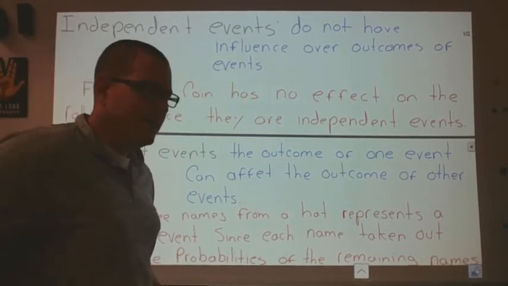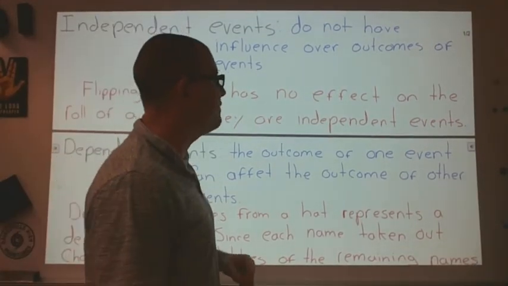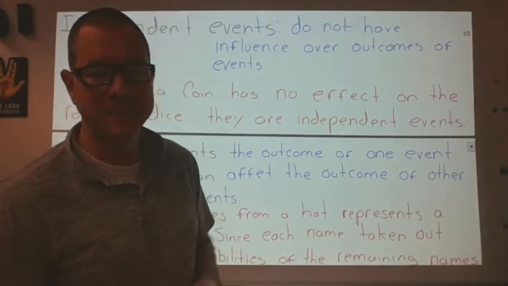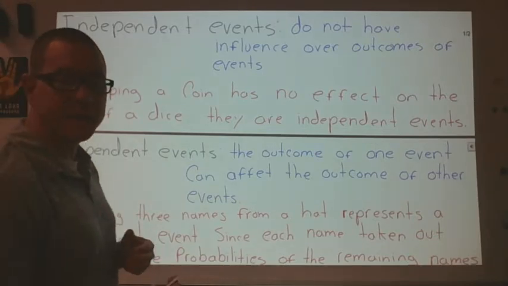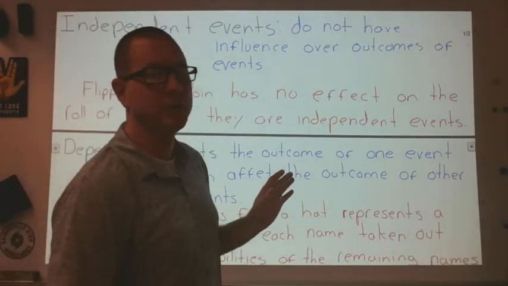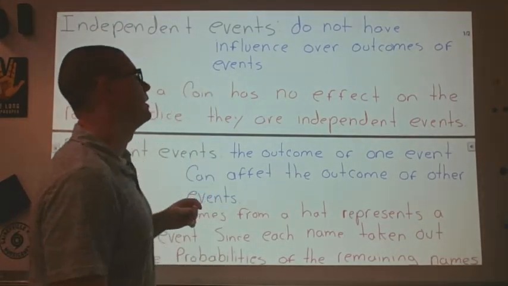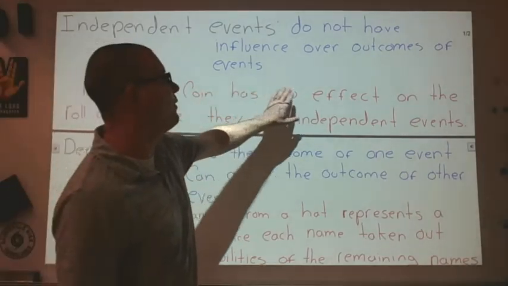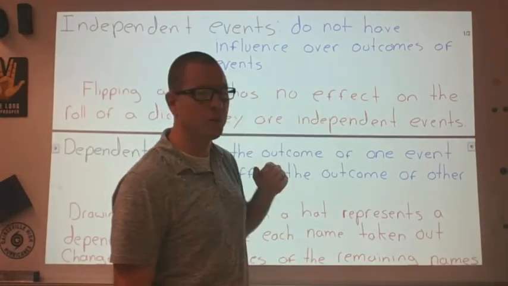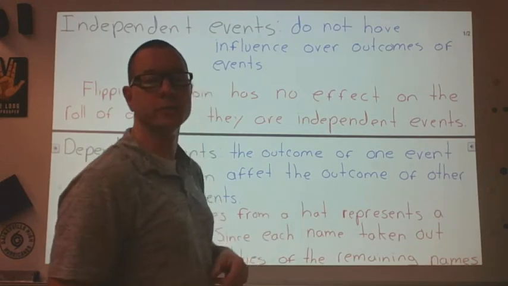Let's talk about independent and dependent events and the probability that they will occur. An independent event, or independent events, do not have influence over the outcomes of events. So one thing happening does not affect the likelihood of the other thing happening. As an example here, flipping a coin, heads or tails, has no effect on the outcome of rolling a die right after that. You're still going to get a 1 through a 6.